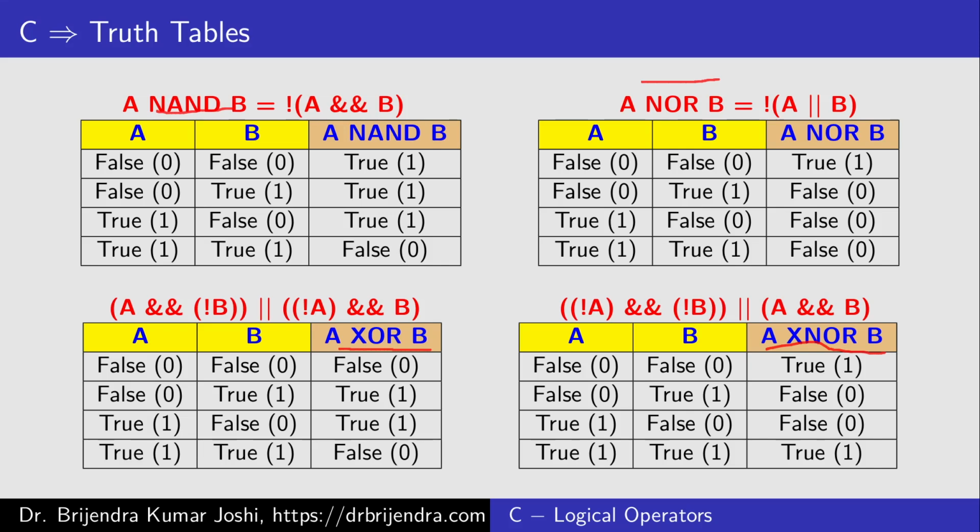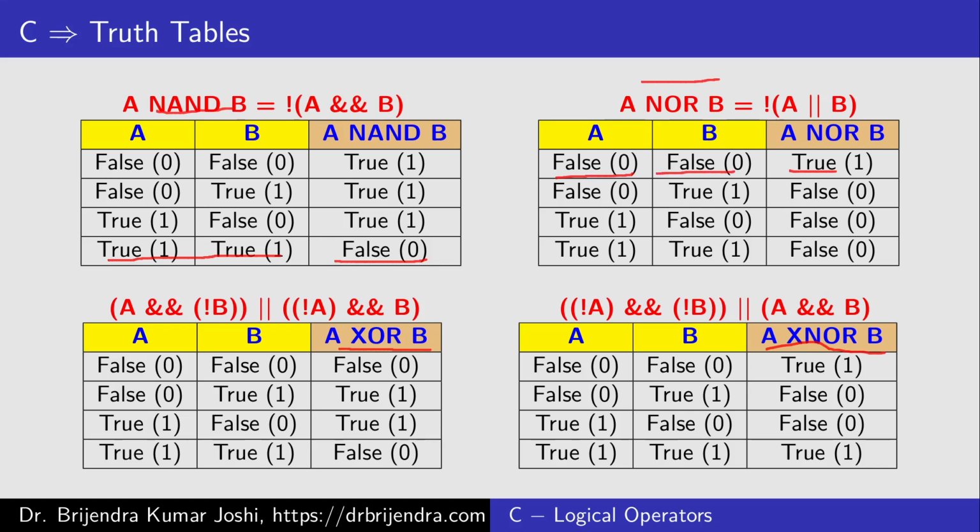So here's the truth table for NAND, which is not AND. We observe here that the result of A NAND B is false only if both the expressions or logical variables A and B are true, otherwise it will be true. Similarly, A NOR B would be true if both A and B are false.